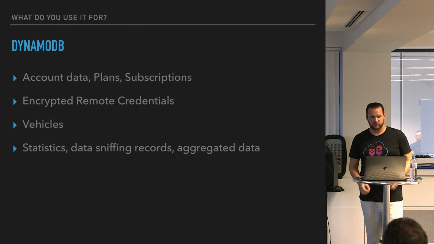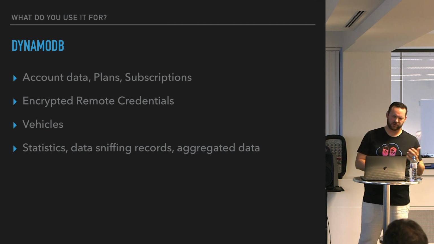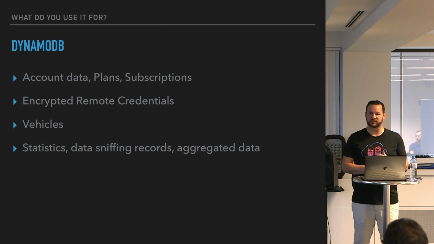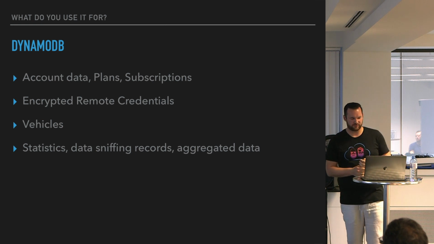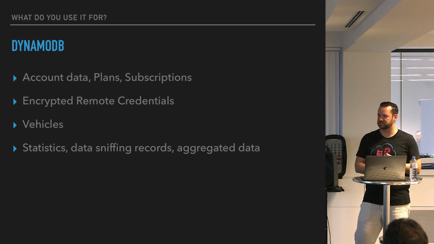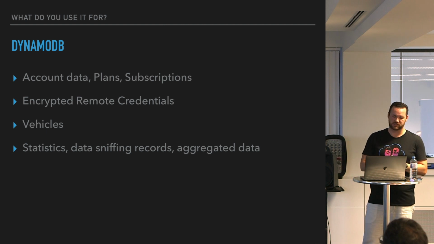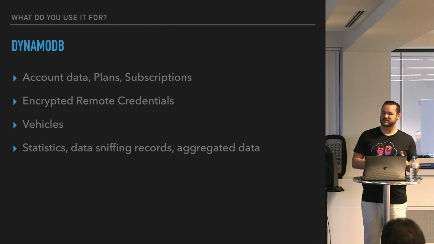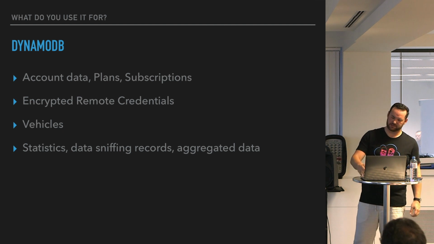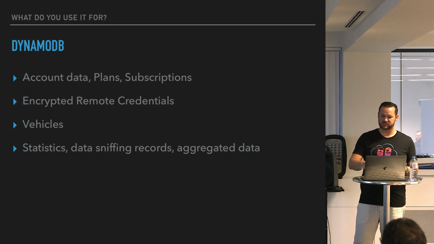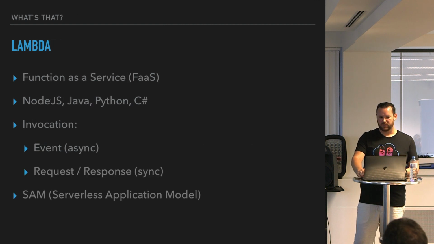DynamoDB is used in this project for account data, plans and subscriptions, of course, for the encrypted remote credentials to access the car remote API and then retrieve the data from there, and of course the vehicles themselves, so that I know which account owns which vehicles, and the statistics, the data sniffing records, and the aggregated data. So the complete persistent storage in this project is based on DynamoDB.